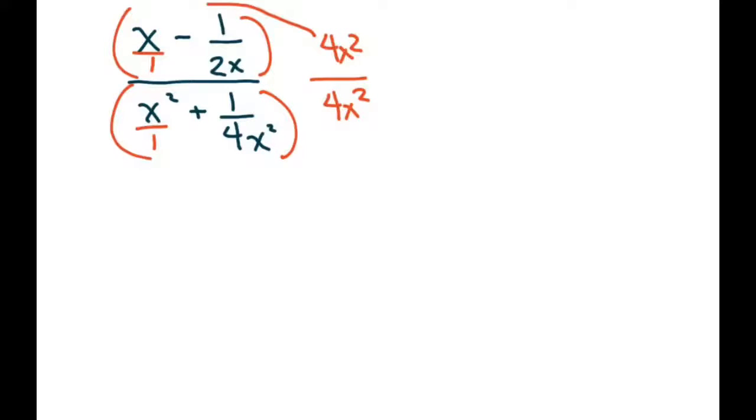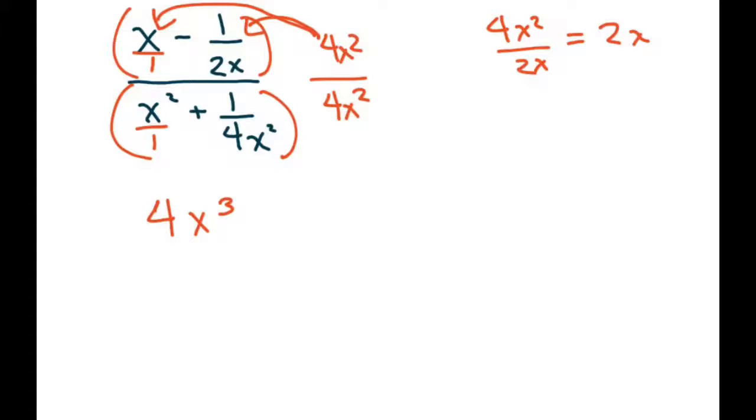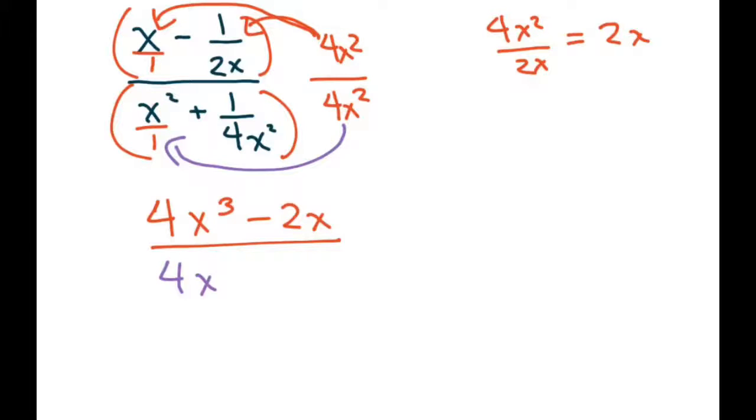So when I multiply this first part, I'm going to get 4x cubed. When I multiply these two, I'm going to get 4x squared divided by 2x, which just gives me 2x. And that's going to be minus 2x. All right, and then you do the same for the denominator. Multiply those two, you get 4x to the fourth. And then when you multiply these two, that's 4x squared divided by 4x squared, and that just equals 1. And then we have a plus, that's plus 1.